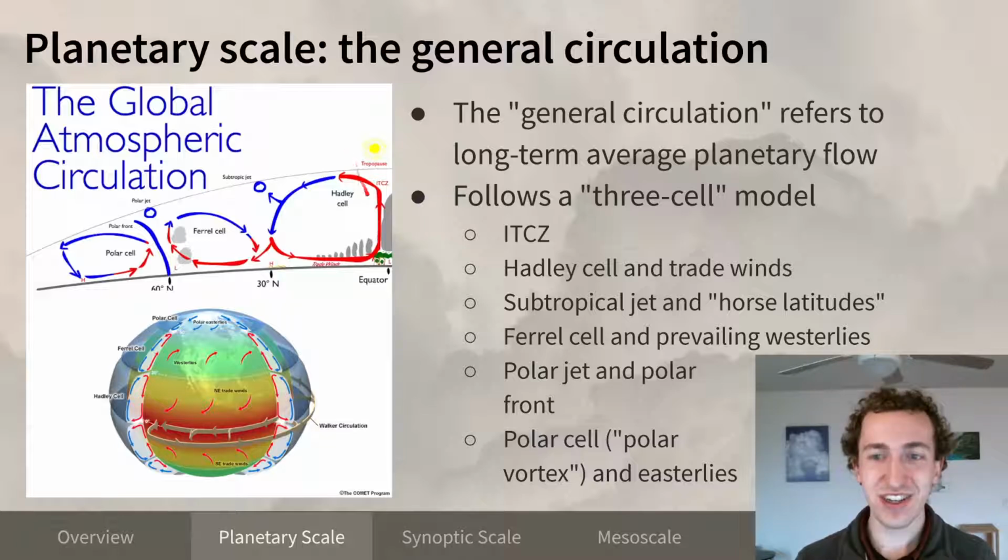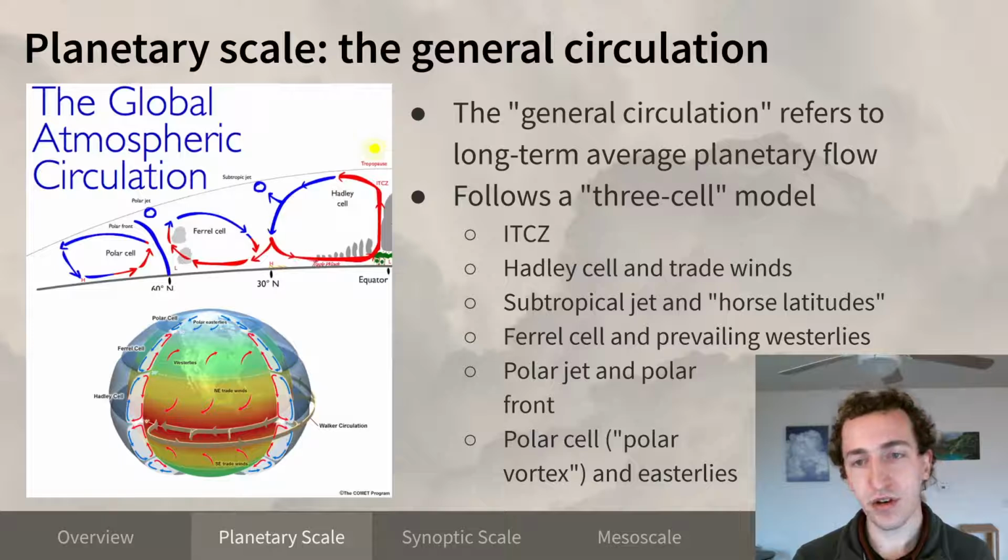So it tends to show itself as a line of storms, as I'll show in just a little bit. And then it creates this first circulation called the Hadley cell, where we get upward flow near the equator. We get flow that goes away from the equator towards the poles, and then it sinks around 30 degrees latitude, and then it returns along the surface back to the equator.